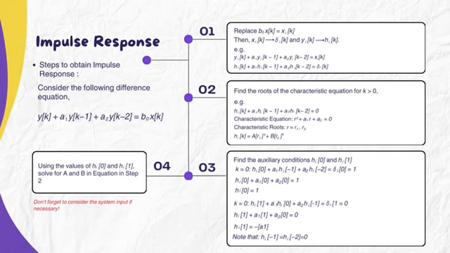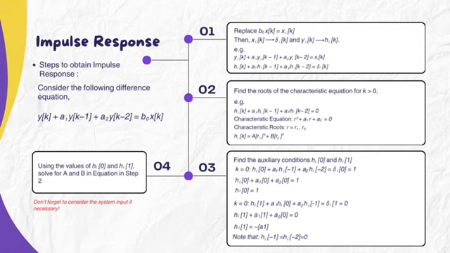Step 2, solve the characteristic equation. Now we solve the homogeneous part of the equation when k is greater than 0. That means we set the right side to 0 and solve. h sub I of k plus a1 times h sub I of k minus 1 plus a2 times h sub I of k minus 2 equals 0. The characteristic equation is r squared plus a1 times r plus a2 equals 0. From that, we find the roots, r1 and r2. Then the general solution is h sub I of k equals A times r1 to the power of k plus B times r2 to the power of k.